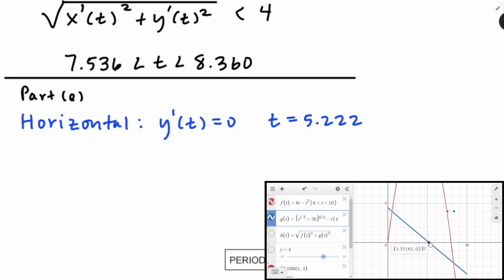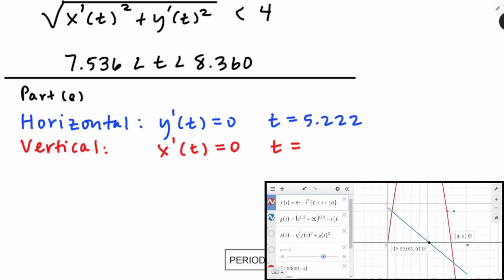And then for vertical tangent, that's going to be when x prime of t equals 0 and y prime is not also equal to 0. And that's when the red one intersects with the x-axis. That's t equals 8. All right, there we go. So that's the parametric one.